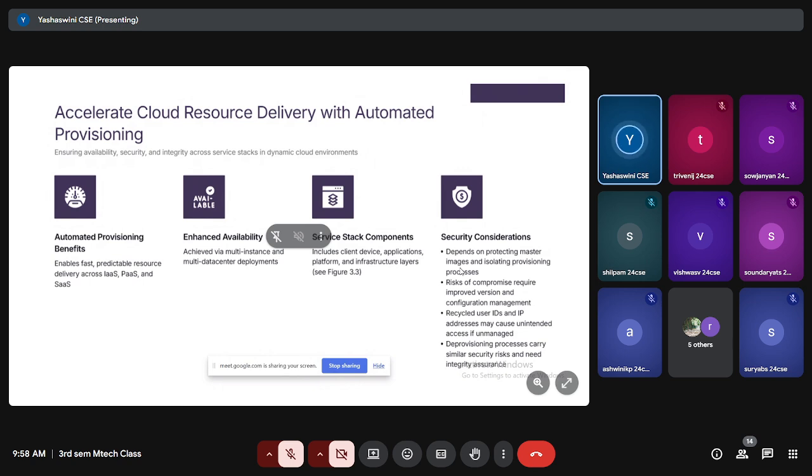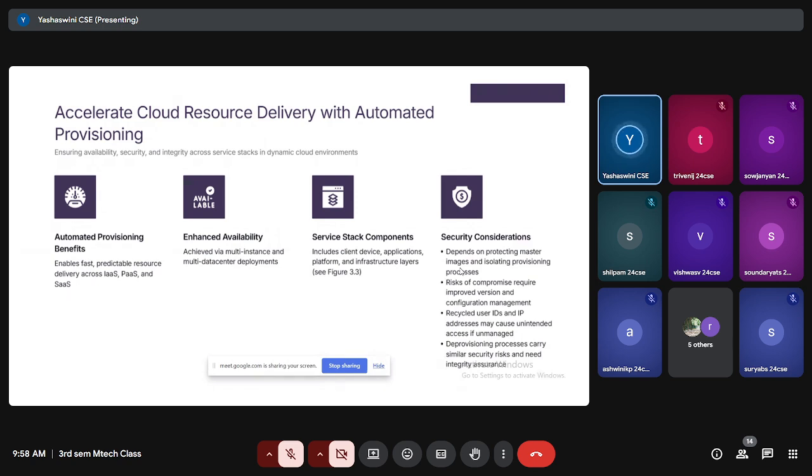Then by accelerating automated provisioning, one more important thing is it enhances the 24/7 availability. So how can it do that? It can do this by multi-instance, multi-data center deployment. So your VM is not available in only one particular data center. Instead of that, it will be stored in multiple data centers and it will be deployed there.